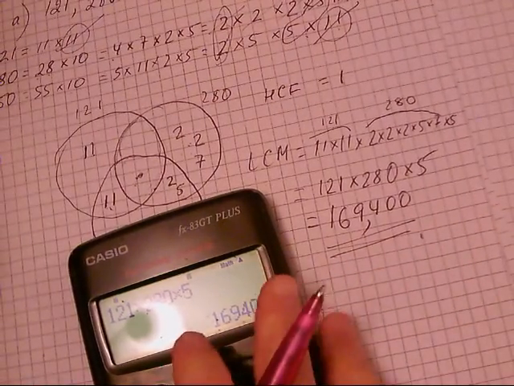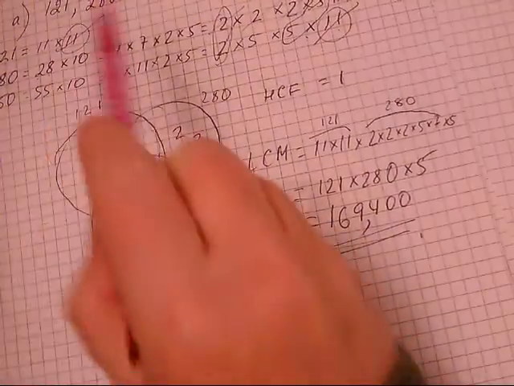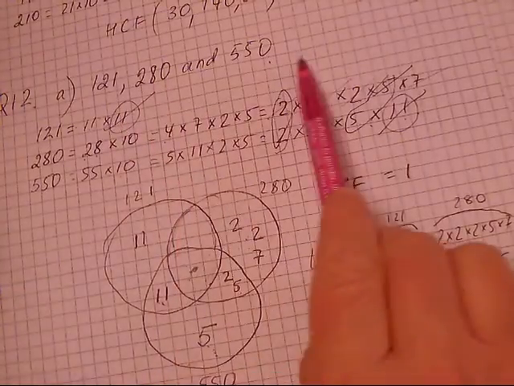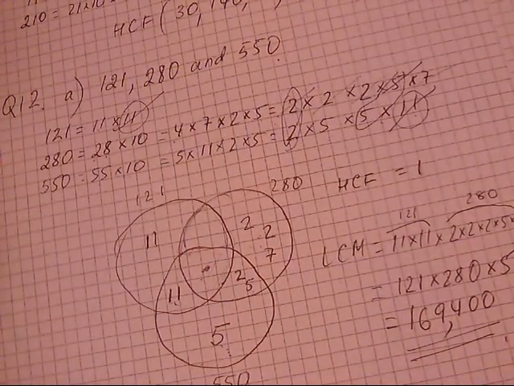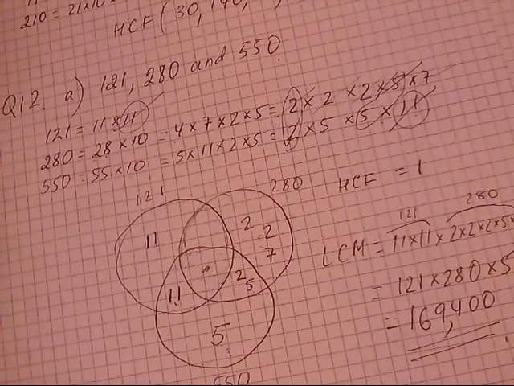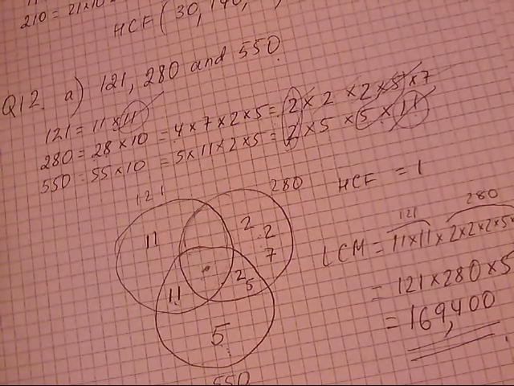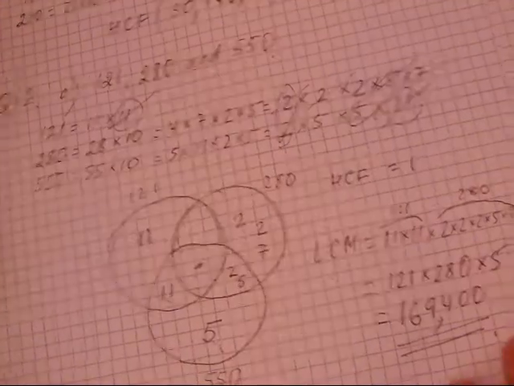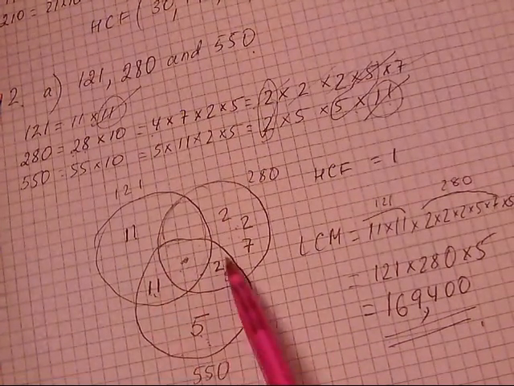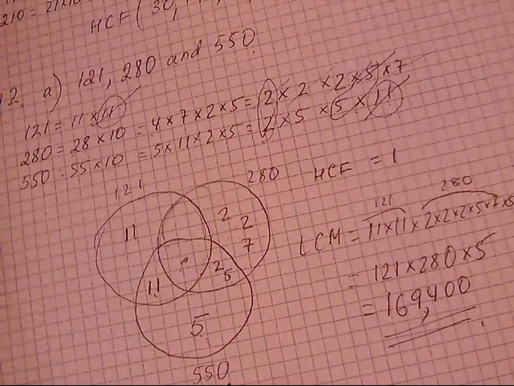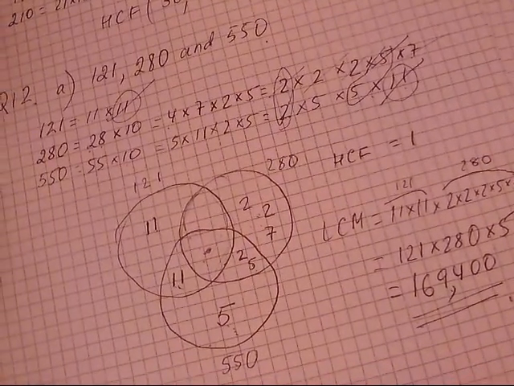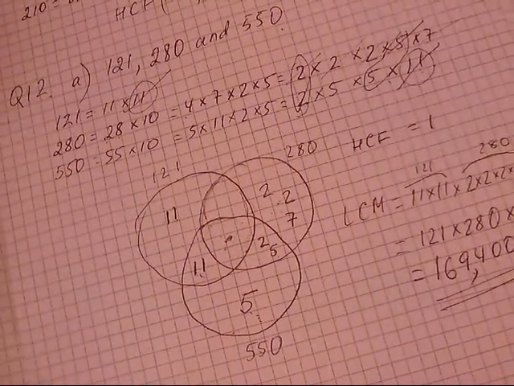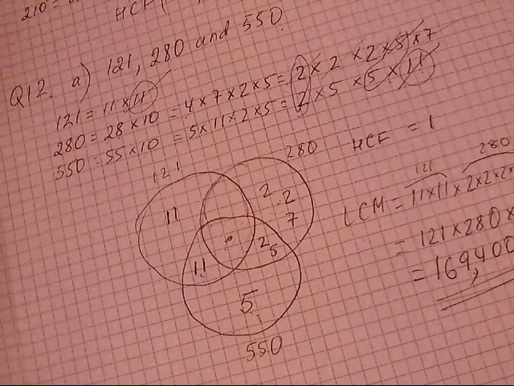So it is 169,400. If you tried to write multiples of each of these numbers in a line, long multiples, you might spend the whole exam writing all these numbers and yet not be sure whether you will come to so big a number. So without prime factors, the Venn diagram, and knowing the method, I'm afraid this type of question will not be accessible for you. This was question 12 done, and thank you for watching.